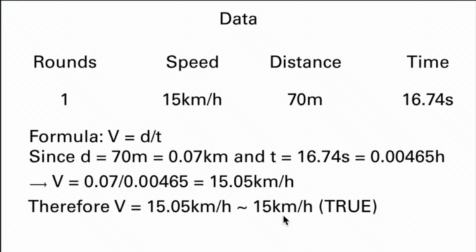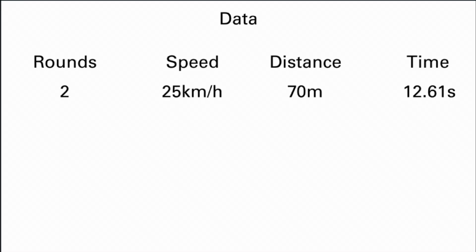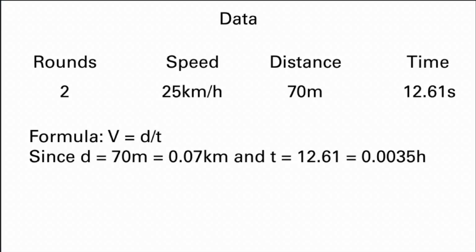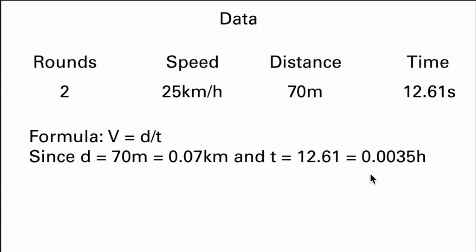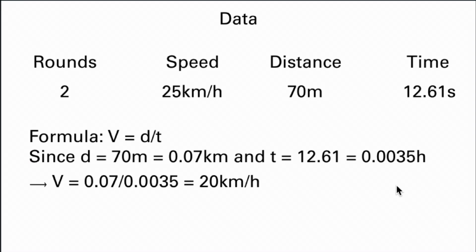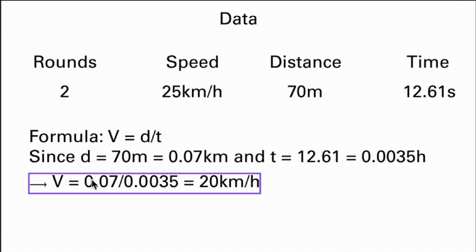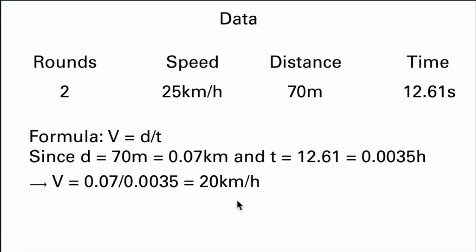Now time for round 2. So let's take a look at our calculation. Same formula, v is equal to d over t, distance over time, and d is still 70 meters, 0.07 kilometers, and t is 12.61 seconds, which is 0.0035 hours. So with that, let's calculate it. 0.07 divided by this is equal to 20 kilometers per hour.